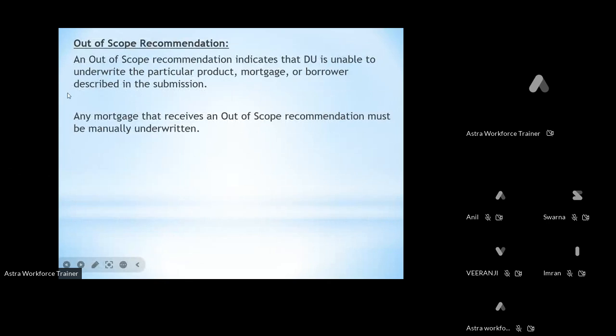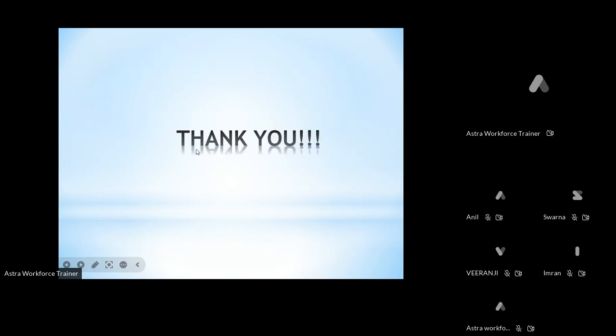Okay, now this is out of scope. Out of scope is in the name itself. It is saying unable to underwrite only. Okay, we will not underwrite the product. We will not underwrite the file where out of scope is there in AUS. This has to be underwritten manually. Manually means all the calculations have to be done manually, and we'll send it to the borrower.